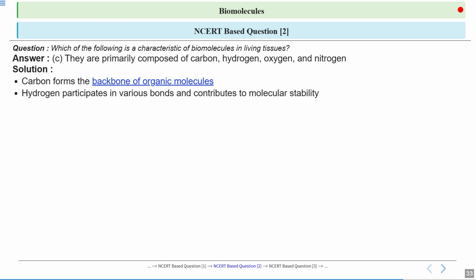Like in DNA, you can see the nitrogenous bases. They are joined together via hydrogen bonds. So between A and T, there are 2 hydrogen bonds. Between G and C, there are 3 hydrogen bonds. Okay.